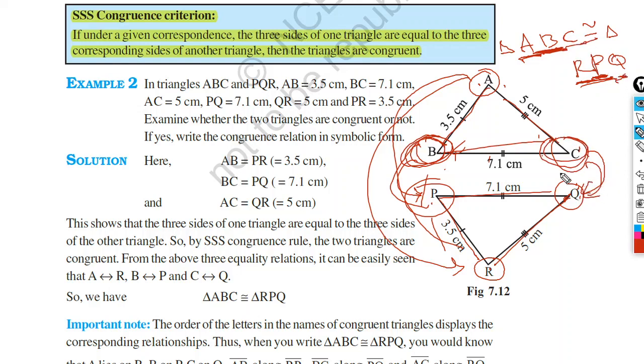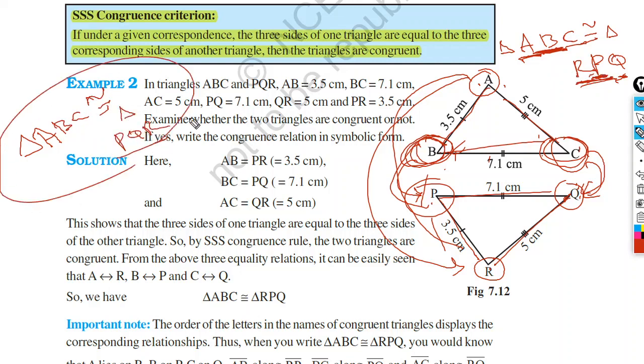Okay. You can't write like this: triangle ABC congruent to triangle PQR. This will be completely wrong. Why? Look at the figure. A is not corresponding to P. A is corresponding to R. Therefore, this statement will be wrong. So you have to name it very cautiously.